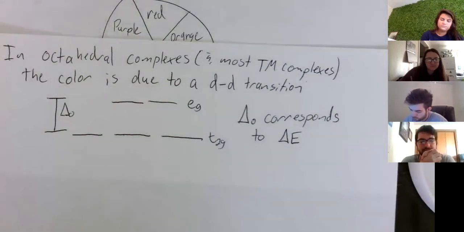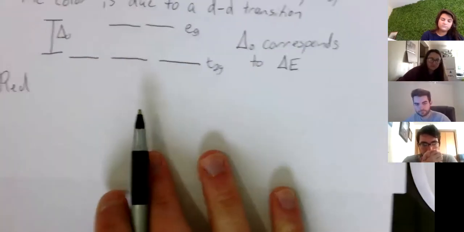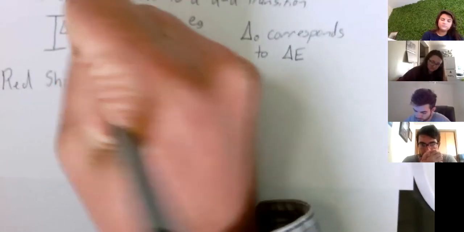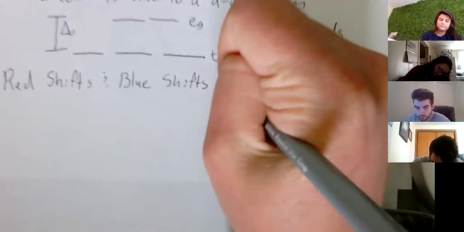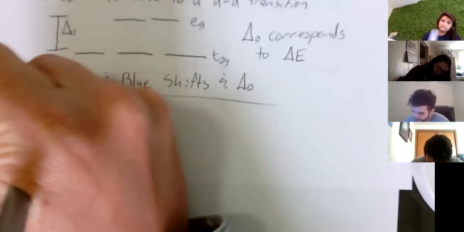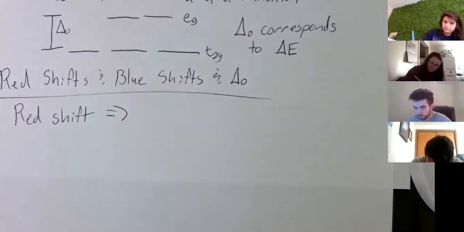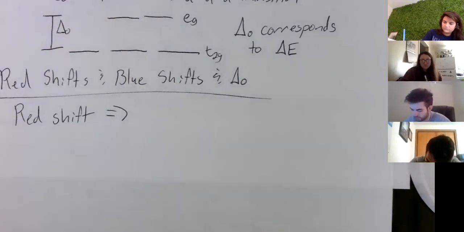So let's talk about redshifts and blueshifts to describe what's happening to that delta O. Redshifts and blueshifts and delta O. So when we're talking about a redshift, like if you think back to physics, farther away.